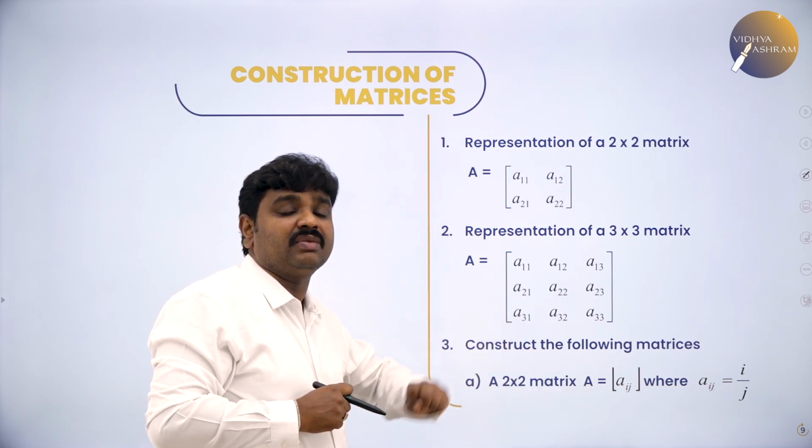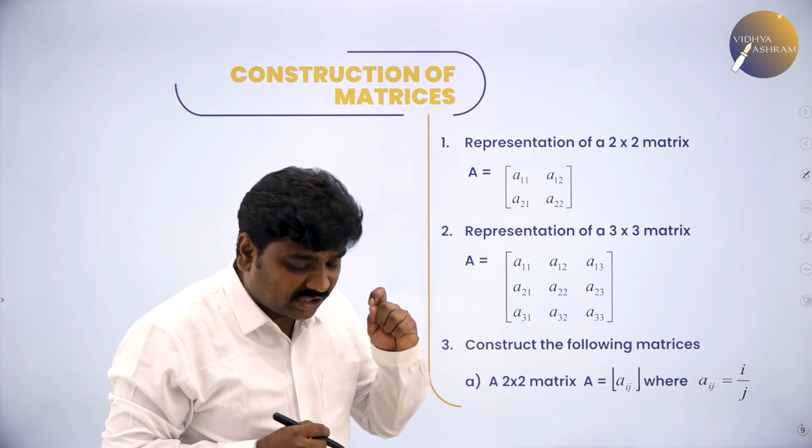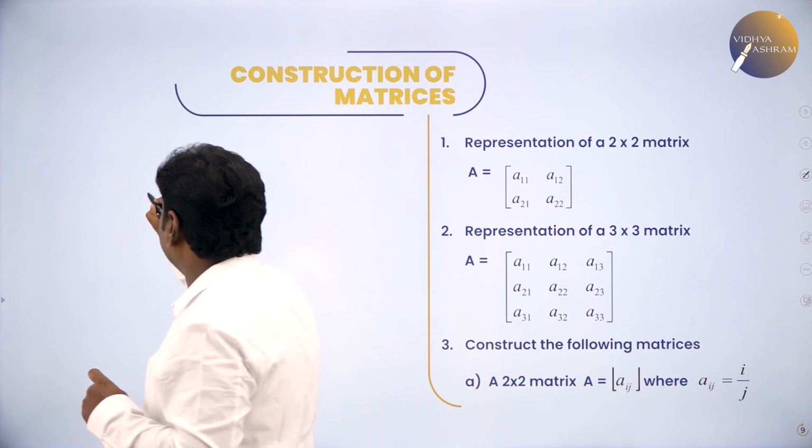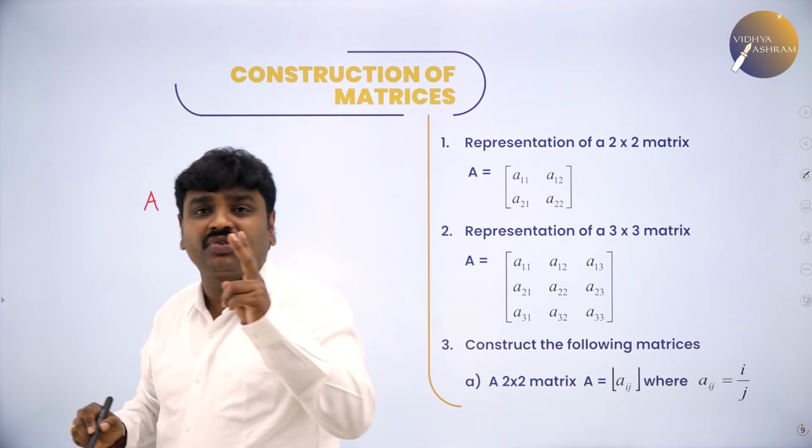Allocation can be done by the symbolization. So that is the purpose actually. So first we will study how to construct a matrix. If you take a matrix A, 2 cross 2. 2 cross 2 means what? 2 rows and 2 columns.